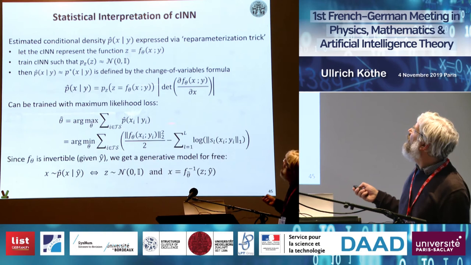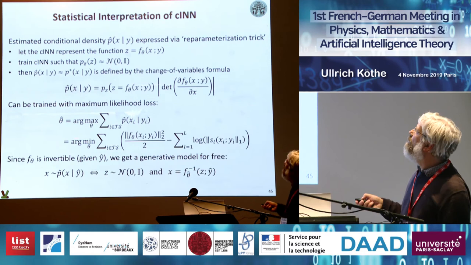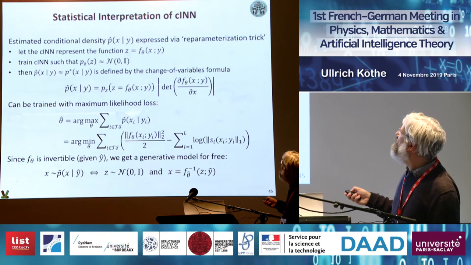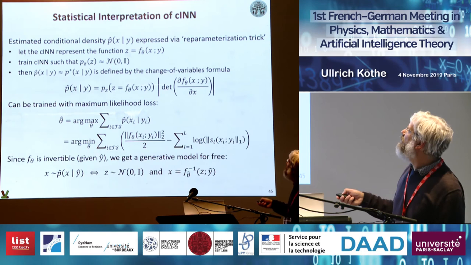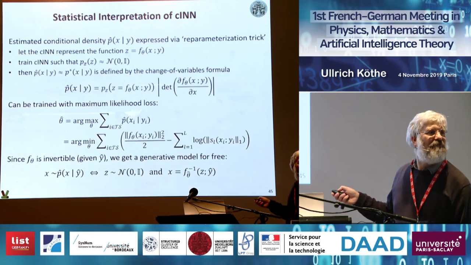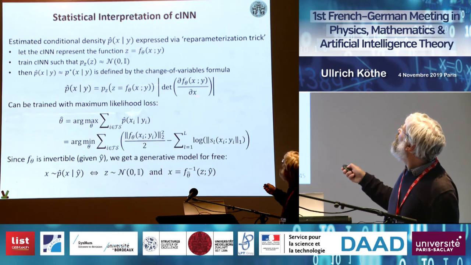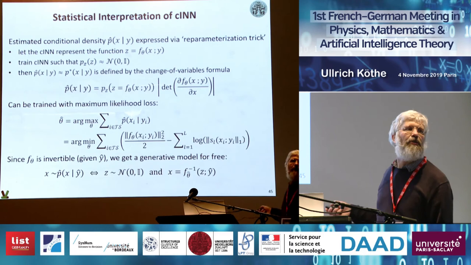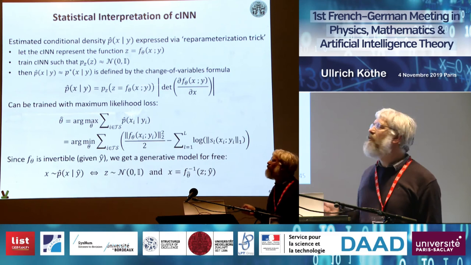And if we take the negative logarithm of this and minimize it, then we get a very simple optimization problem. We sum over the training set and we try to minimize the squared outcome of the forward process. So that's the logarithm of the Gaussian, the exponent of the Gaussian, minus the logarithm of this Jacobian determinant. And this is very easy to compute thanks to the Jacobians being triangular by construction.